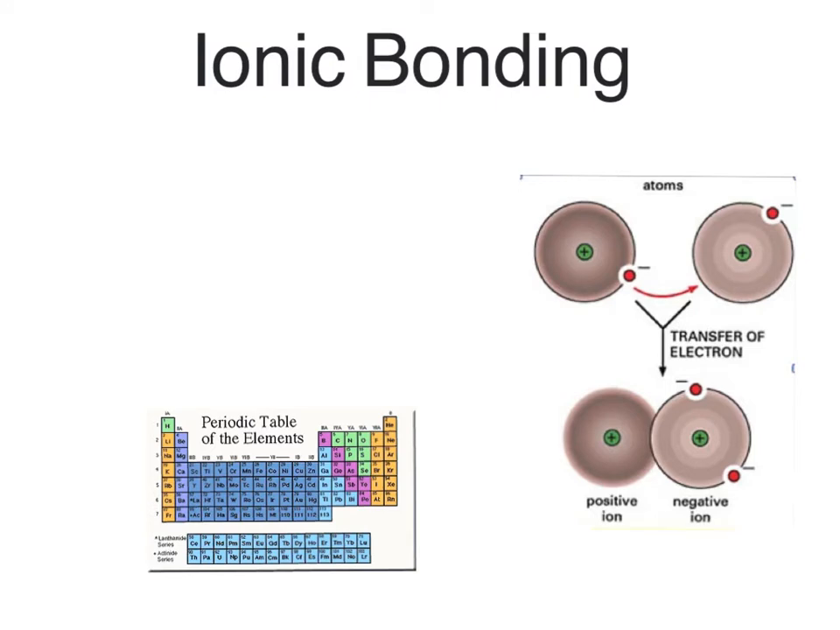So for our purposes, in grade 9 we have two types of chemical bonds that we're going to learn about. The first one is an ionic bond, and the second one is a molecular bond. So I'm going to start with ionic bonding. Ionic bonding is the type of chemical bond that happens between a metal and a non-metal. Okay, so metal and non-metal.